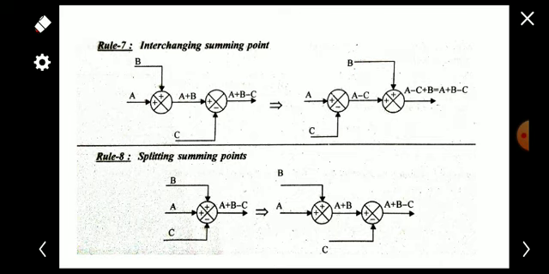Okay, and the next one is splitting the summing point. Sometimes there may be conditions that the summing point contains three sign symbols, so we can simply split the summing point like that. Plus plus, we are taking a summing point having plus plus, and next we are taking a summing point having plus minus. And in this case also the outputs are the same.